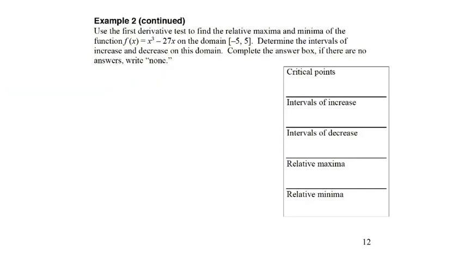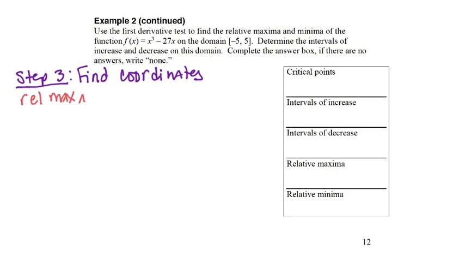And again, I'd run out of room, so I need to move on to a new page because we're not done with this problem. Step 3, I need to find the coordinates because I need to answer everything as a coordinate. So we said there was a relative maximum at x equals negative 3. So I need to go back to my original function, not the derivative, and f of negative 3 in the x cubed minus 27x function gives me positive 54.